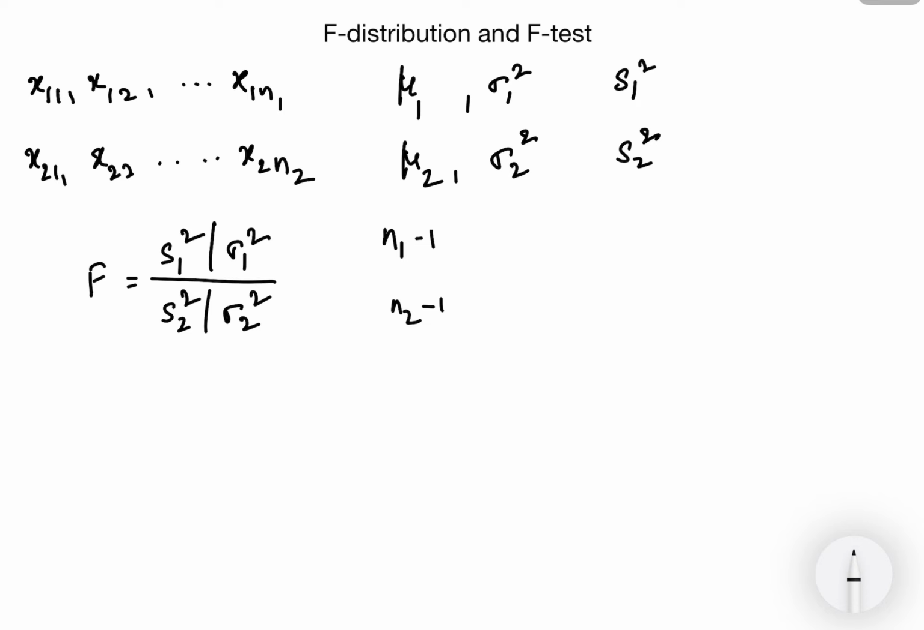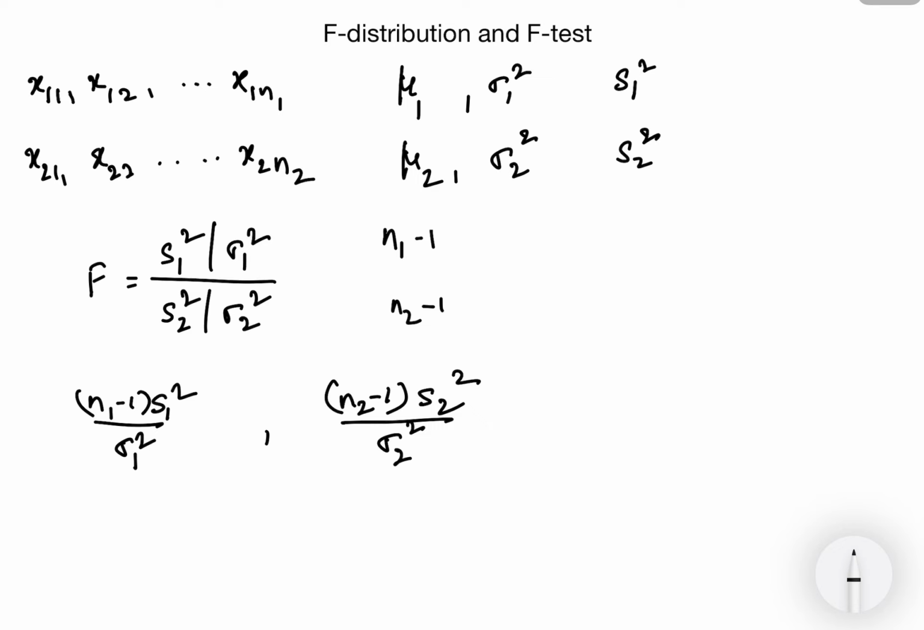This result is based on the fact that n1 minus 1 times s1 square over sigma1 square is a chi-square random variable with n1 minus 1 degrees of freedom, and n2 minus 1 times s2 square over sigma2 square is a chi-square random variable with n2 minus 1 degrees of freedom, and that the two normal populations are independent.